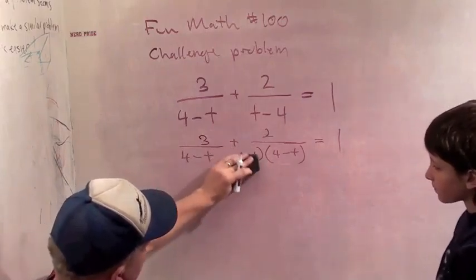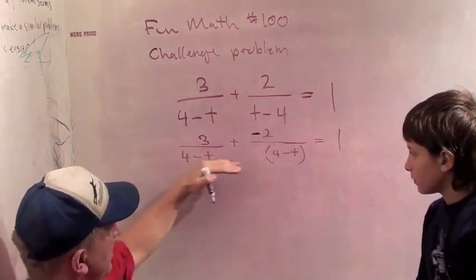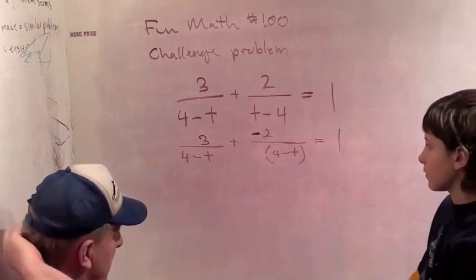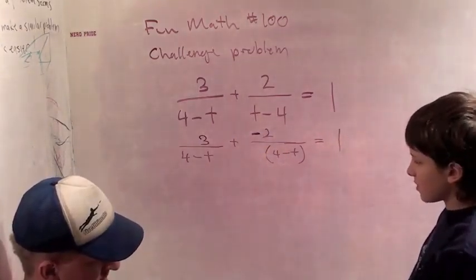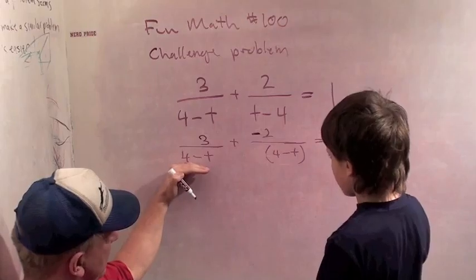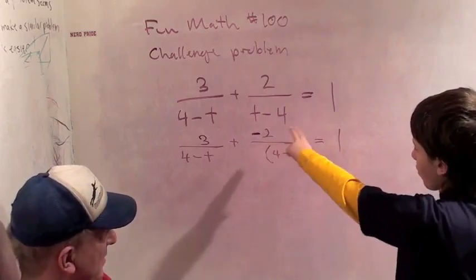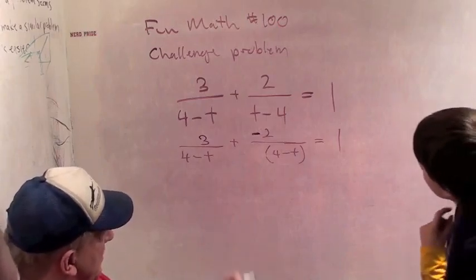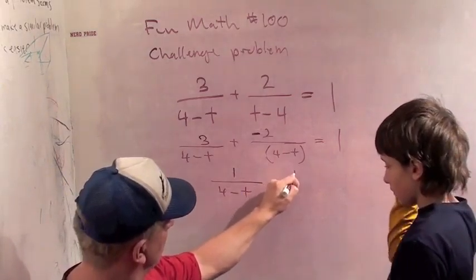So maybe instead of putting this minus 1 on the bottom, I'll just move it up to the top. So this now says 3 over 4 minus t plus minus 2 over 4 minus t equals 1. So what do I do now that I have a common denominator? We can add them together. What do we get when I add them together? You get 1 over 4 minus t. Is it important to make sure you get the sign right? Very important. 1 over 4 minus t equals 1.